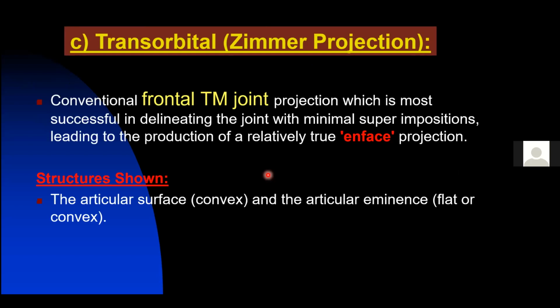Good. Now then is Zimmer's projection. Zimmer's projection is transorbital. This is the least indicated. Nowadays, we are not using these projections. Only transcranial we do sometimes. Transorbital, transpharyngeal, we are not using. Transorbital, directly rays are going through the eyes. So we do not do this. But yes, for your MCQs, this might be asked. It is called Zimmer's projection. So it is a frontal projection.